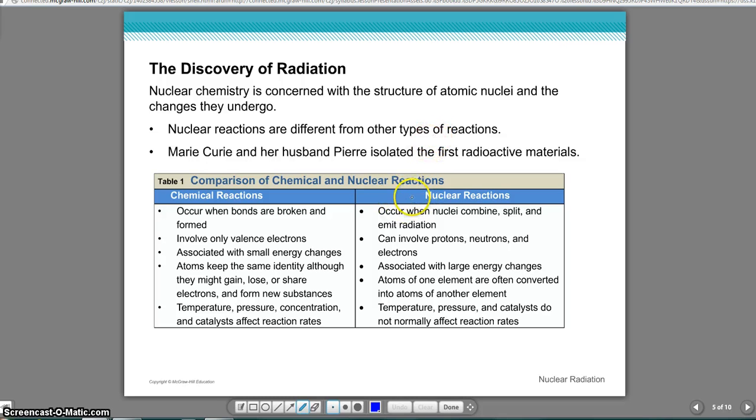When we're talking about nuclear reactions, we want to remember that it happens when the nucleus either combines with another one, splits apart, and gives off radiation. It can involve protons, neutrons, and electrons. It is associated with large energy changes. And what you're going to see is atoms of an element are often going to be changed into another element. That doesn't happen in a chemical reaction. And nuclear reactions will not be affected by temperature, pressure, or catalysts like chemical reactions will be. So we're going to be focusing on what's going on with the nucleus, not what's going on with the bonds between the atoms.